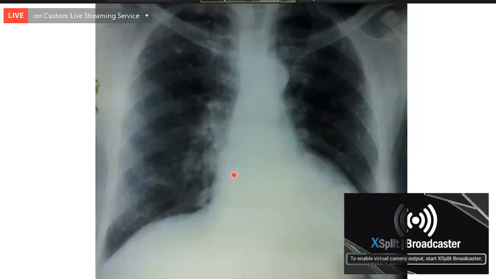Okay, what is this? So this is a PA view chest X-ray, well centralized, well exposed.